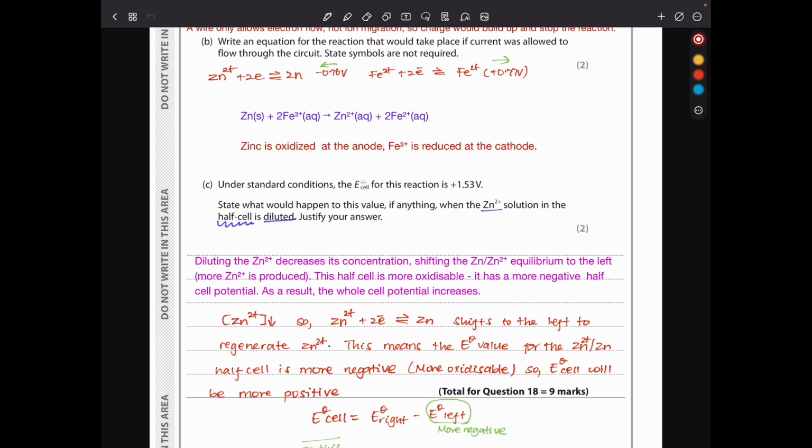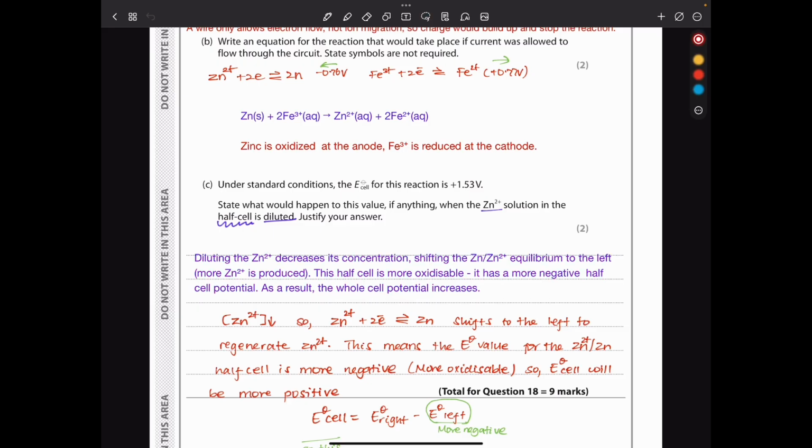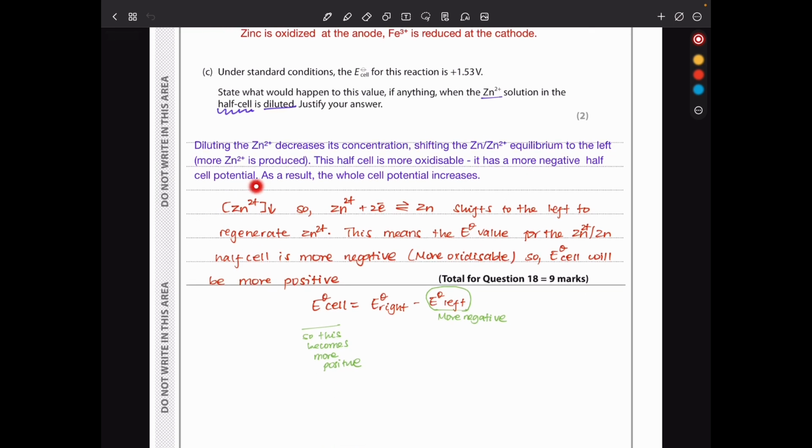If you can see here, we usually say E theta for the cell equals the E right, which would be this one here, minus the E left. But since this is going to that side, the E left is even more negative. So if we subtract a more negative number, the overall E theta for the cell is going to be more positive. So I say diluting the zinc 2 plus decreases its concentration, shifting the equilibrium of that to the left, meaning more zinc 2 plus ions are going to be produced, and this half cell is more oxidizable. It has a more negative half cell value. As a result, the whole cell potential increases. You can see the explanation down here in more detail.